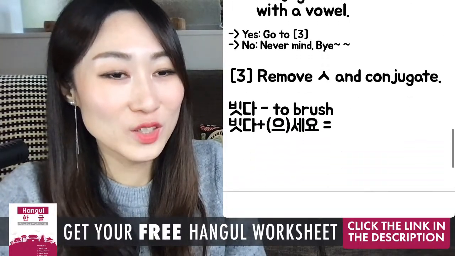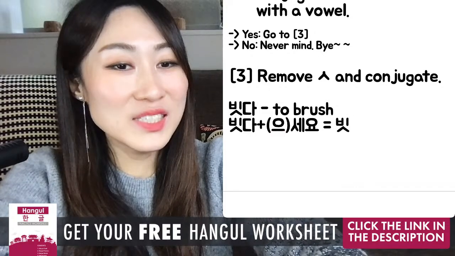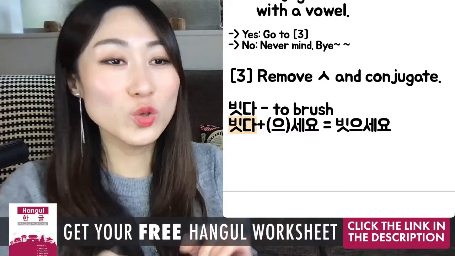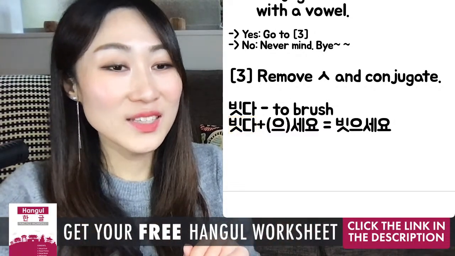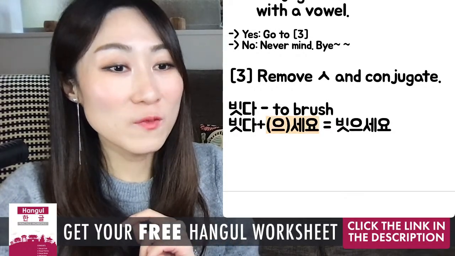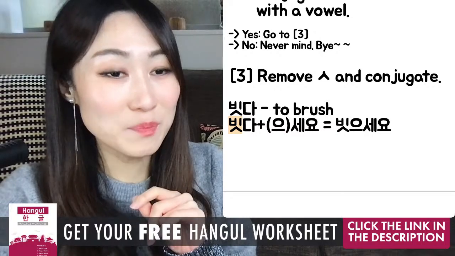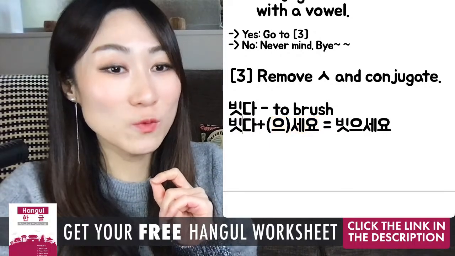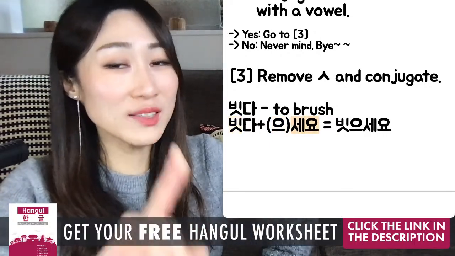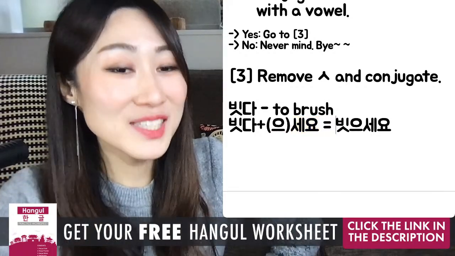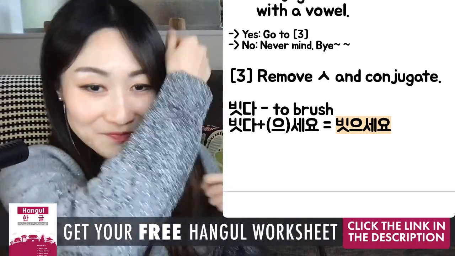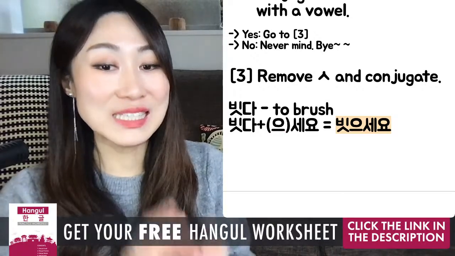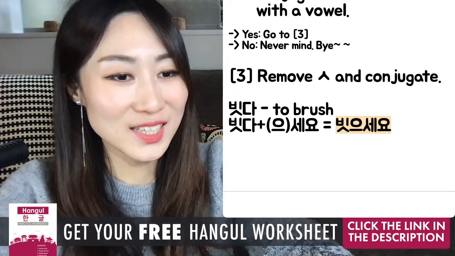Good job. So 빗다 is 빗으세요. Why? First, this is not one of the ㅅ irregulars, so you don't have to apply this rule. And 으세요 is used when the verb stem ends with a consonant. And 빗 ends with a consonant, so I use 으세요. If it ended with a vowel, I was supposed to use 세요, but 빗 ended with a consonant. So I say 빗으세요, please brush. Great job, you are right.